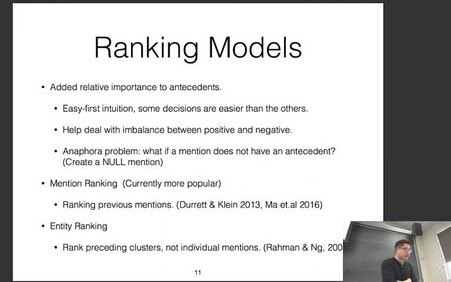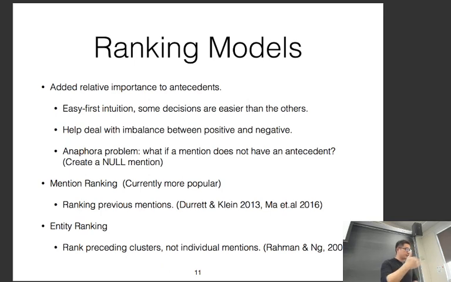So a way to solve this is to add a null mention, or sometimes we call it a root mention. If your ranking score with the root mention is higher than anything else, then you can treat it as non-anaphoric. So this is a very simple trick to solve the anaphora problem.